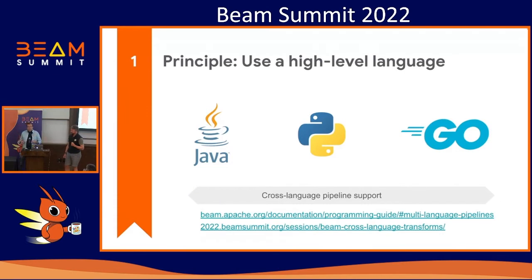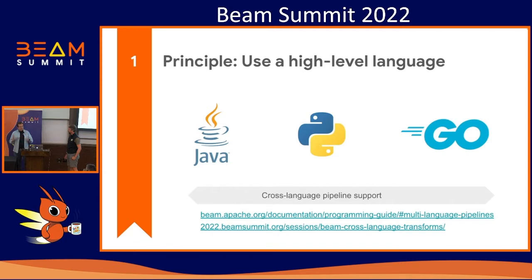In Beam, you have SDKs in many different languages. So Apache Beam is actually already a language in itself. It's a high-level domain-specific language to implement complex distributed computing operations. Imagine that we wouldn't have this. It would be very difficult to try to make the kind of distributed computations that we do in a pipeline. But here we're going to talk about a different thing.